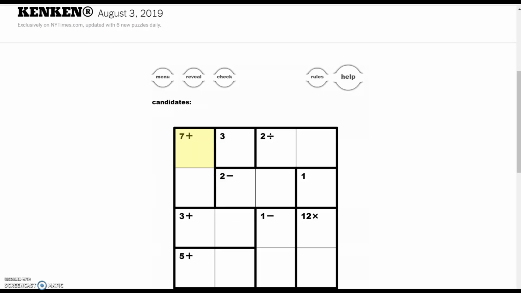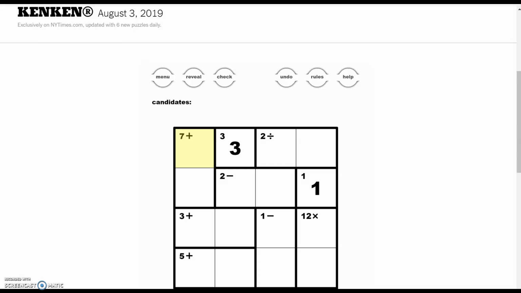But let's get started. So here they are saying that the number 1 goes here. So that's all there is to that. The number 3 goes here. That's all there is to that. And now we've got to start filling in some other cages.